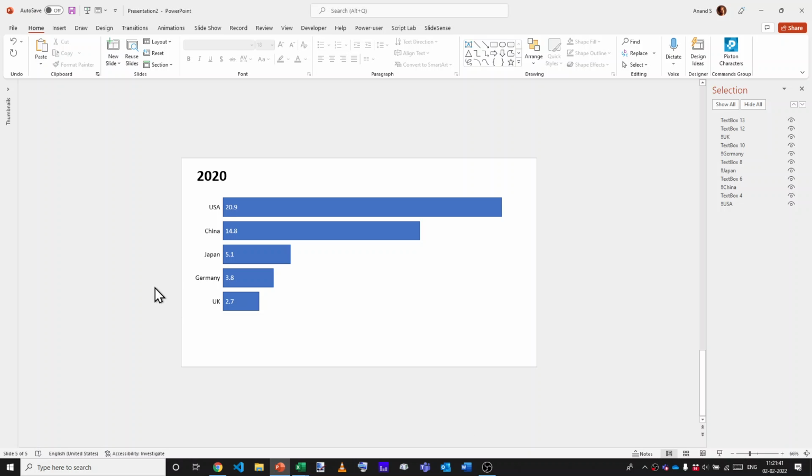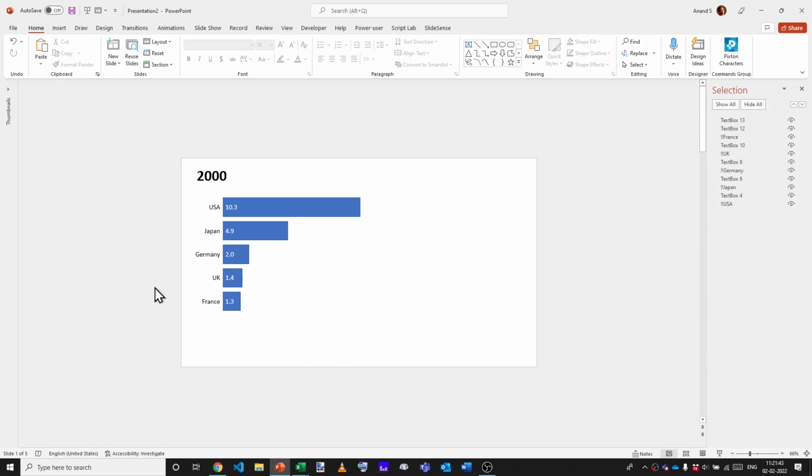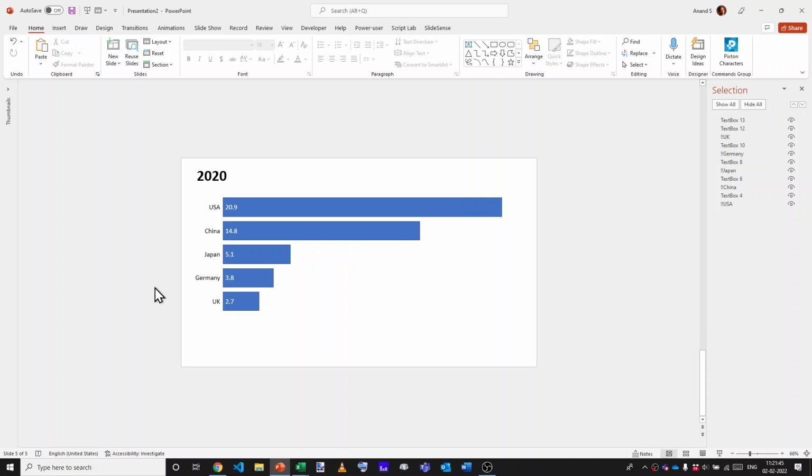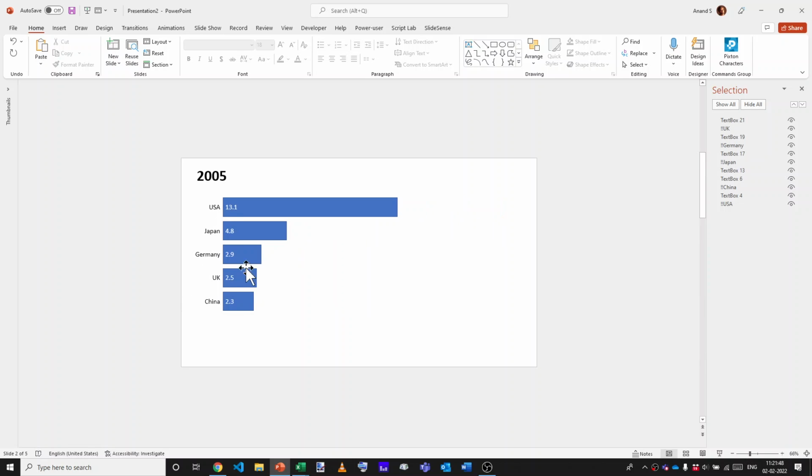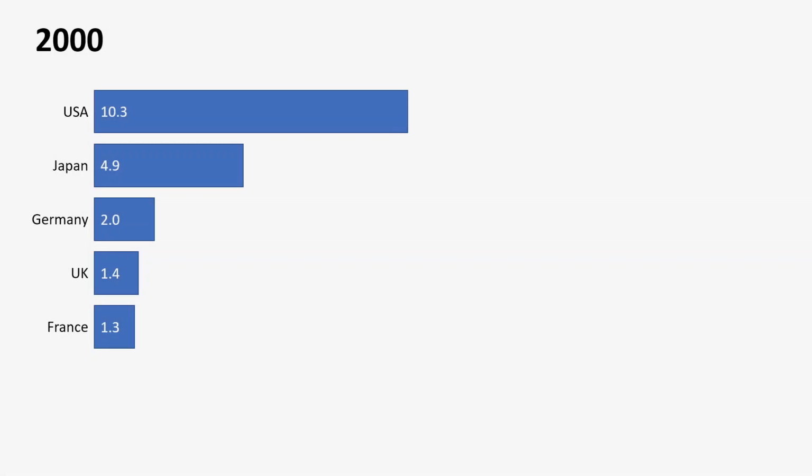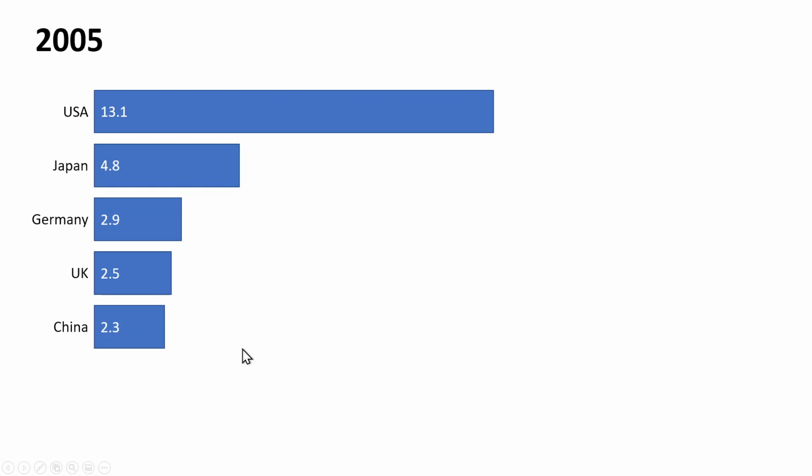Now that we have the bars filled in for all of the years, starting from 2000 to 2020, with the numbers and the names of the shapes filled in appropriately, let's see what this finally looks like. So that's 2000. USA is the largest economy, followed by Japan, then Germany, then UK, then France. In the next year, we have China coming into the picture while all the other economies are growing.